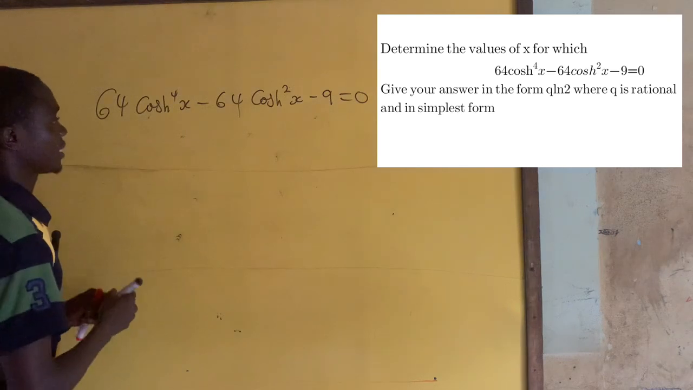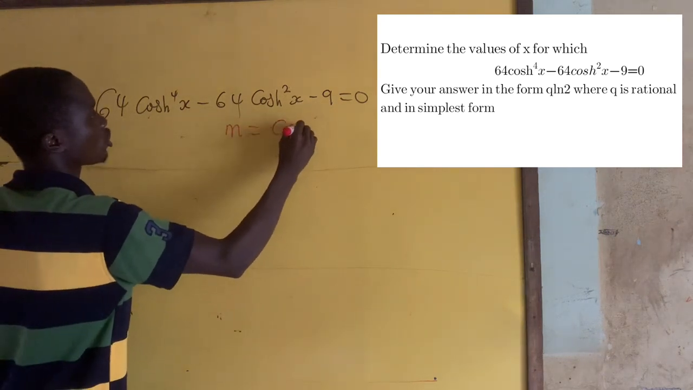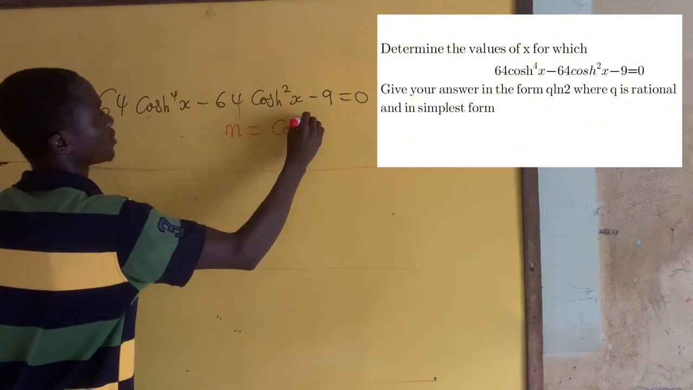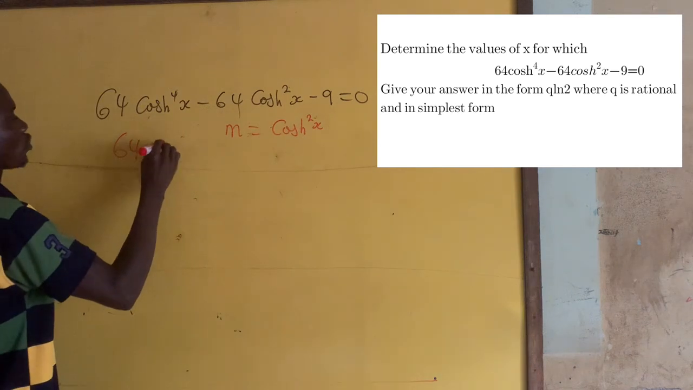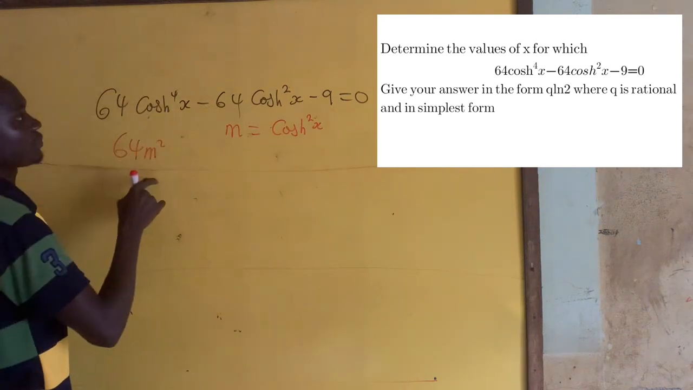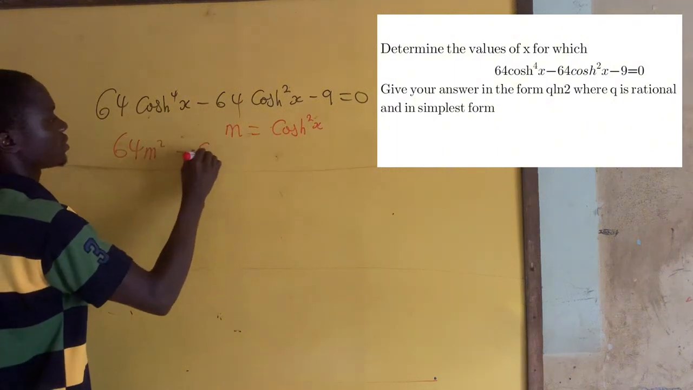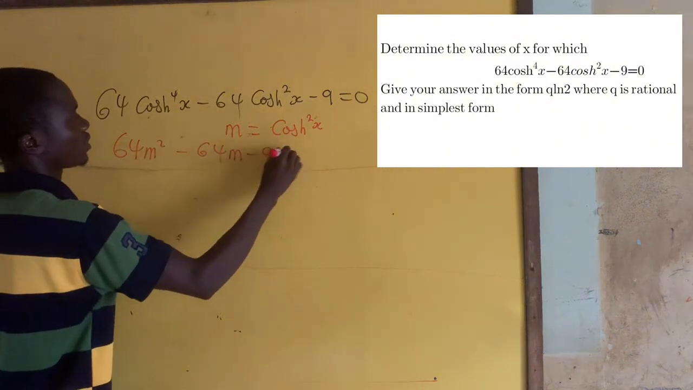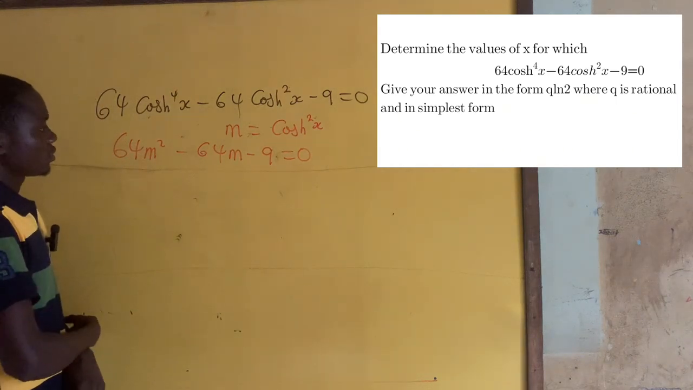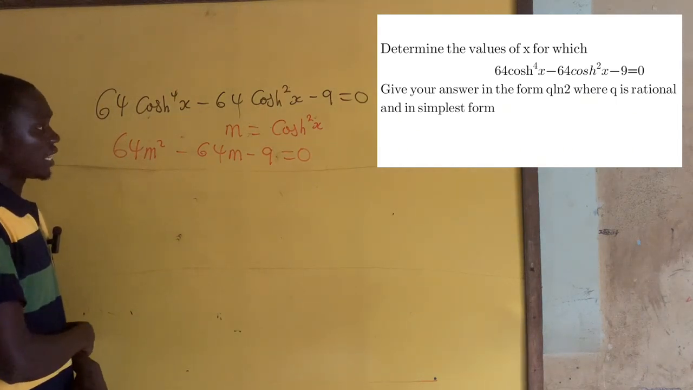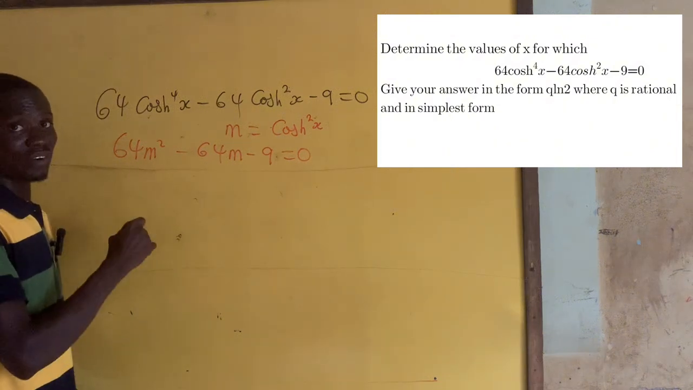If I write m equals cos squared of x, then I'll have 64 m squared, because this will be cos squared squared, minus 64m minus 9 equals 0, which has become a quadratic equation. Now, we can use the quadratic formula. We can also complete the square, or we can check if it factorizes.